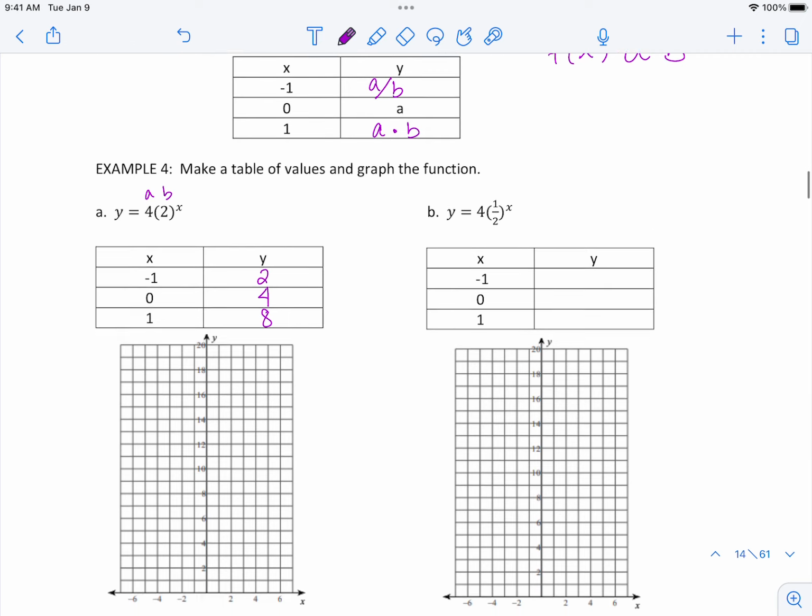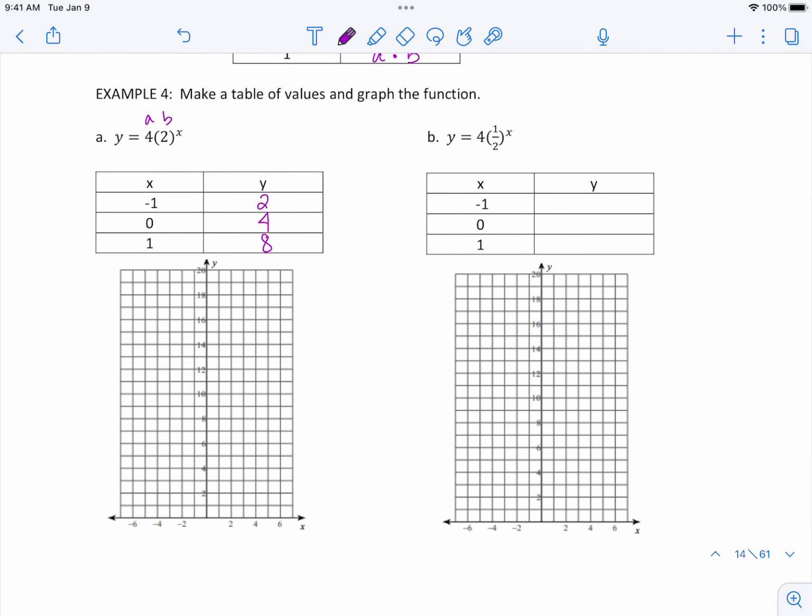So if I graph this one, I have the point (-1, 2), the point (0, 4), and (1, 8). And so from these 3 points, I can draw my exponential function. For our next graph, we have y equals 4 times 1/2 to the x power. So my a is 4, my b is 1/2. So my initial value at 0, my y-intercept, is going to be (0, 4).